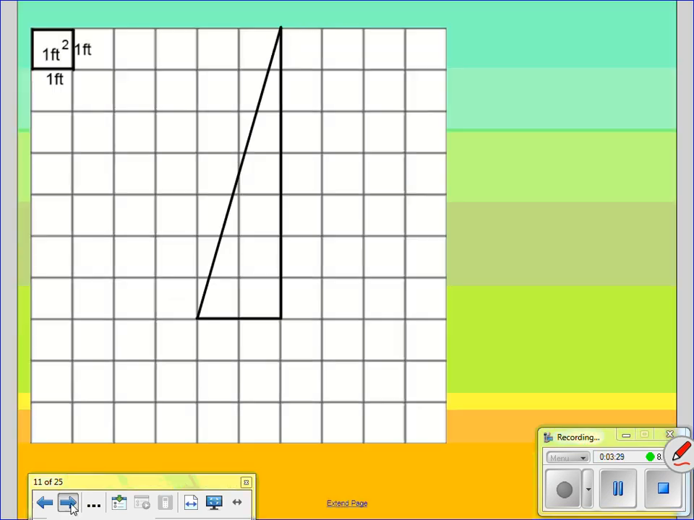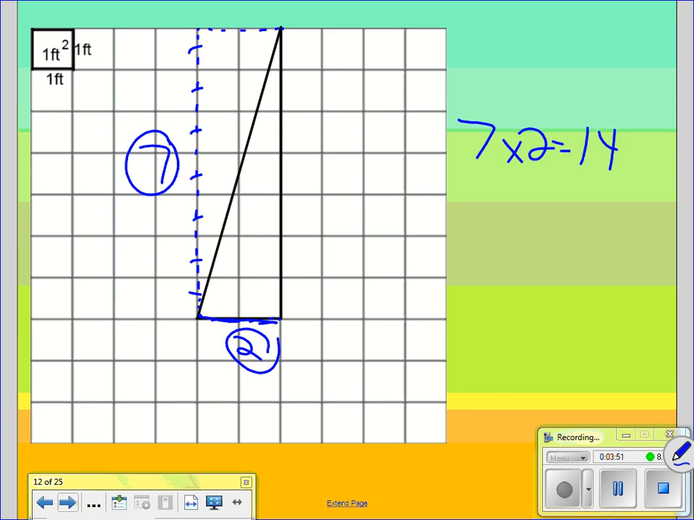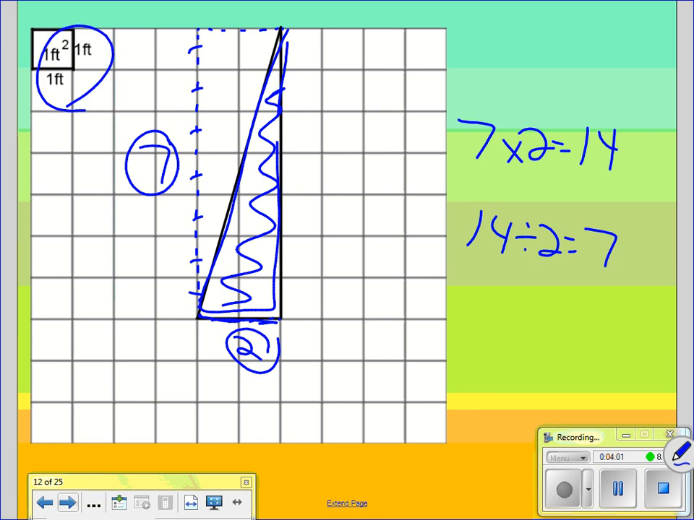We'll do another one here. Take a look at this one. I have a base here. My height, I'm going to keep on going all the way up until I can go over here. My height is 1, 2, 3, 4, 5, 6, 7. 2 is my base. So I'm going to go 7 times 2, which will give me a 14. It's a triangle because it's only half of this rectangle, right? So I have to divide 14 by 2, which gives me a 7. I'm dealing with feet again, so it's 7 feet squared.